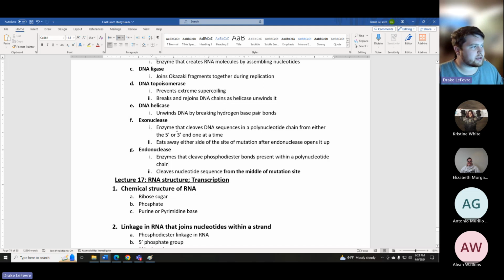So either the exonuclease is going to start at the 5' or the 3' end and work its way back towards the mutation, or the endonuclease can go right along and directly to it and snip it out of the middle without having to start from either end. And if the endonuclease comes and snips it open, the exonuclease can then come in and work from that opening as well.